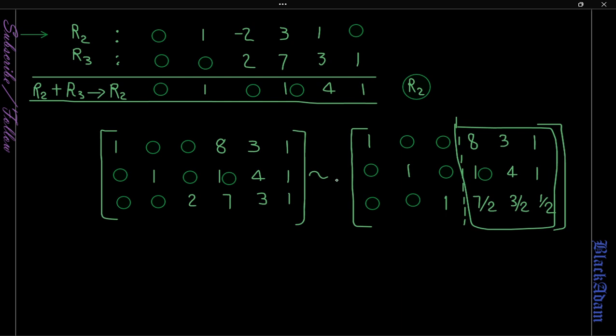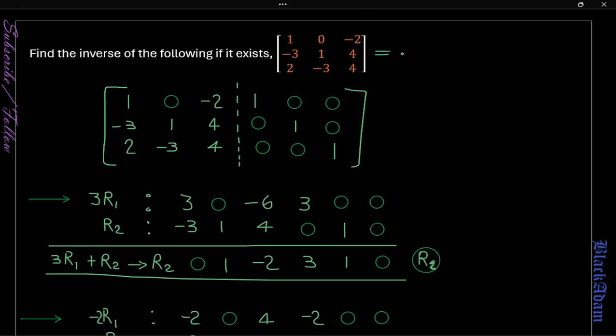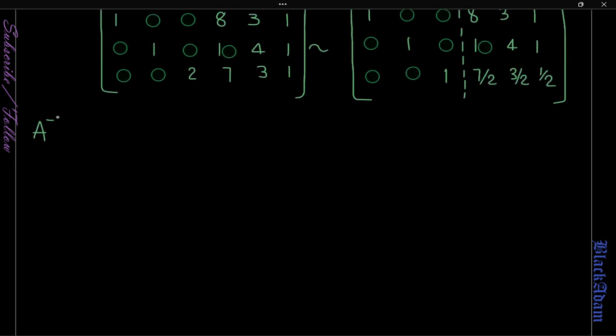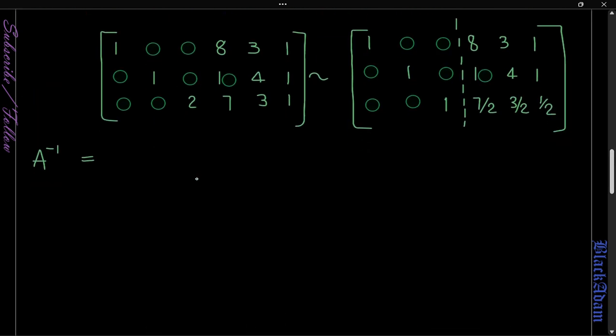So anything to the right there is our inverse, since on the left hand side we have the identity. So A inverse is going to be 8 3 1, 10 4 1, and 7 over 2, 3 over 2, 1 over 2.